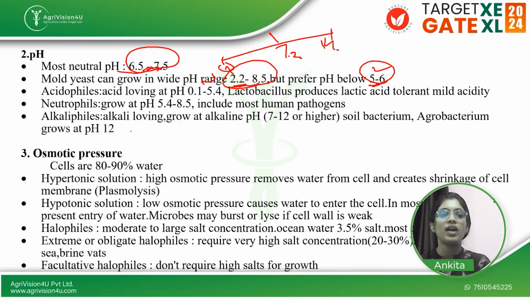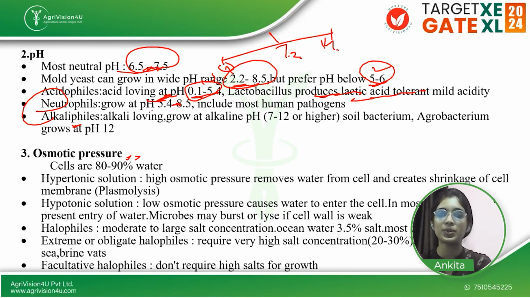Now you will have the acidophiles. Acidophiles are acid loving. They will love the acidic condition, and the pH is from 0.1 to 5.4. Now for the acidophiles, you can consider the example of Lactobacillus, lactic acid bacteria. Lactobacillus basically can produce lactic acid and tolerate mild acidity. Then when you go for the neutrophiles, from the word neutral, you can guess it will love the neutral condition, that is around the pH of 7.